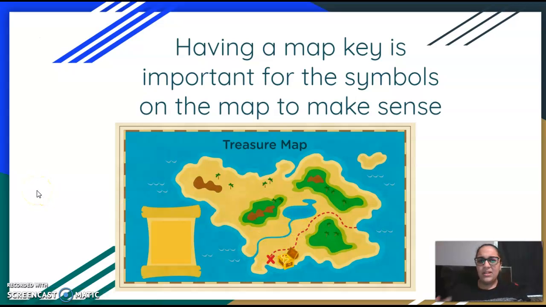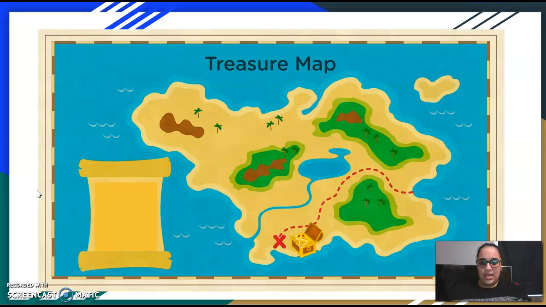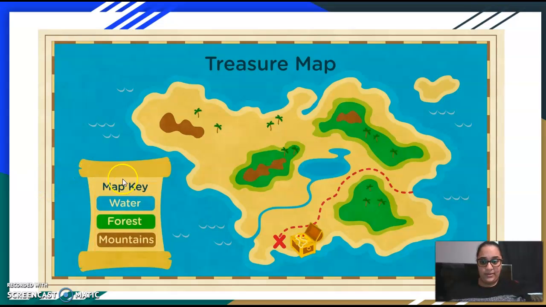So let's look at this map again and see if having a map key might help us a little bit more on whether or not this map is safe. So here's our map key. Very simple, to the point. Blue means water, green means forest, and brown means mountains. Oh, that makes things a lot more clear. Now I know I'm not stepping into a big pile of slime.